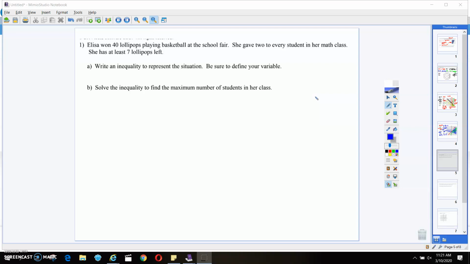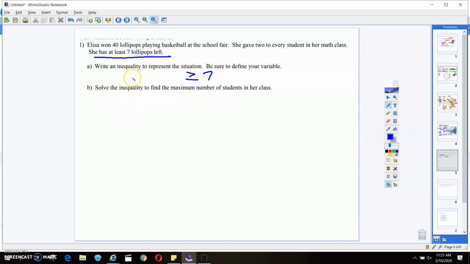Okay, so here's the deal. Our first period did it one way, but here's the deal. You've got to actually read the problem. You see how it says at least 7 lollipops left? So it's got to be bigger than 7, right? Now, is it equal to? Yes. Okay. So greater than or equal to.